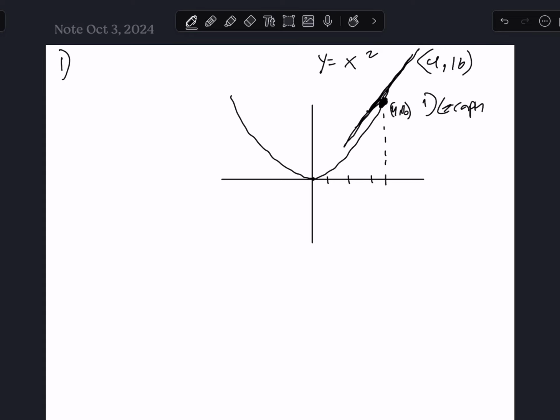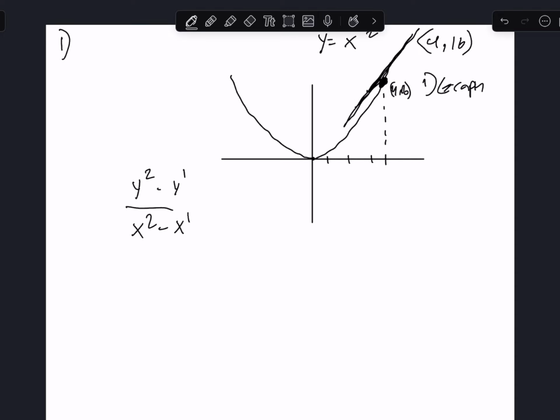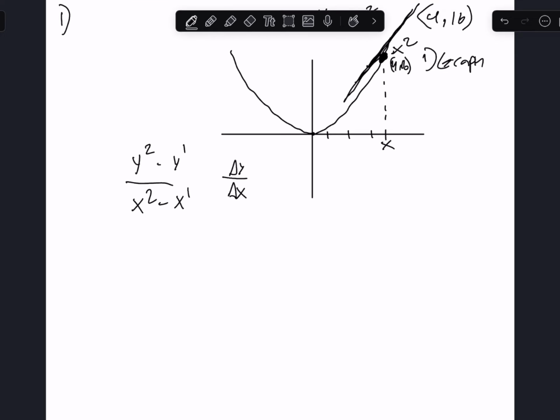Next, we're going to use our slope formula, which is y2 minus y1 over x2 minus x1, or delta y over delta x. Others may like to say that. So our first point right here is going to be x squared, and down here is going to be x. So our y2 will be x squared minus 16, over x minus 4.